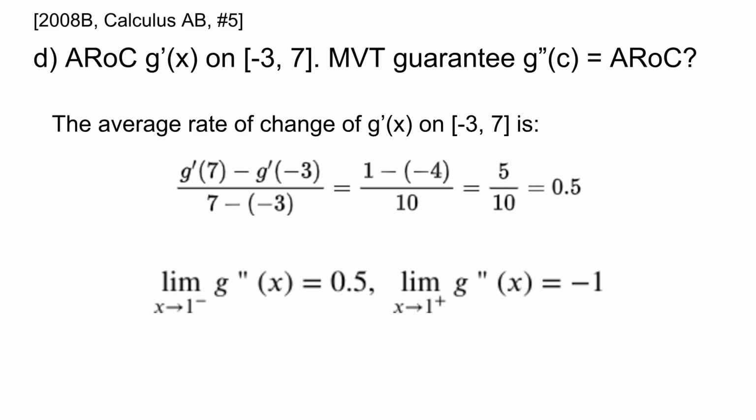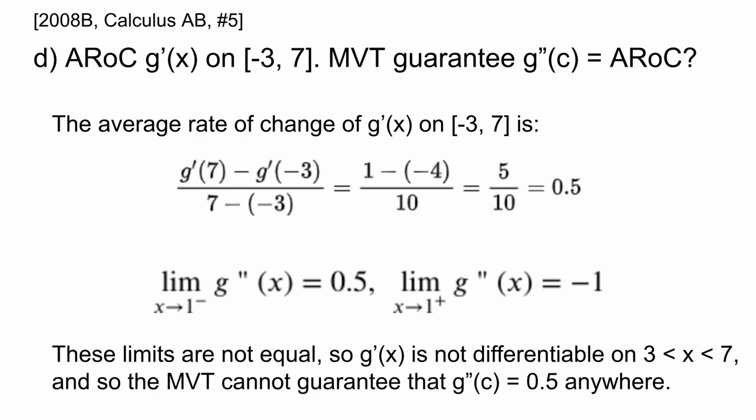Checking limits. The limit as x approaches 1 from the left of g double prime of x is 0.5. The limit as x approaches 1 from the right of g double prime of x is -1. Since these limits are not equal, g prime of x is not differentiable on the entire open interval from -3 to 7. So the mean value theorem cannot guarantee that there's some value of c in that interval where g double prime of c is equal to 0.5. Maybe it's true, but the mean value theorem cannot guarantee it.